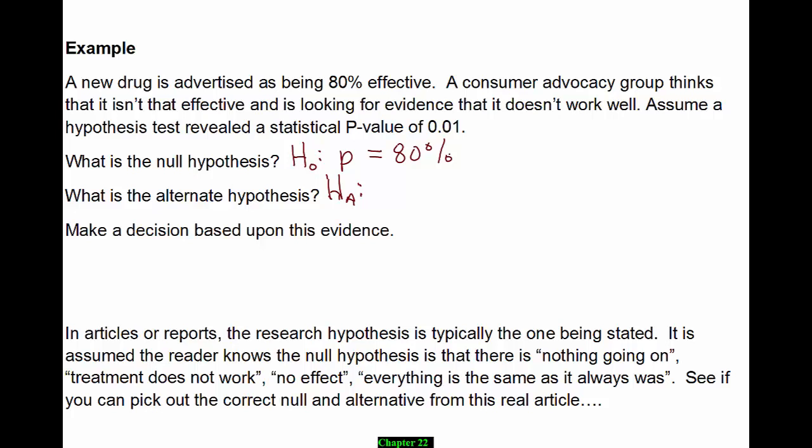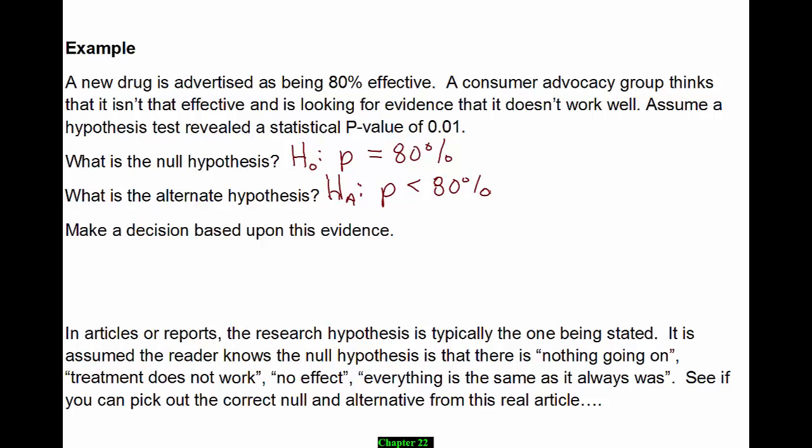The alternative hypothesis is the research hypothesis. That's what we collect data and look for evidence for. The consumer advocacy group thinks that it isn't that effective and looks for evidence that it doesn't work that well. So the thing they're looking for evidence for is that the percent effective rate is less than 80%. So now we have our null and alternative hypothesis.